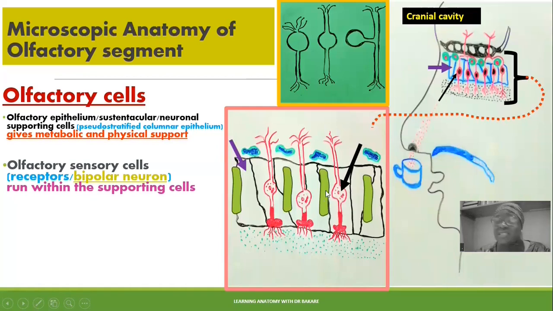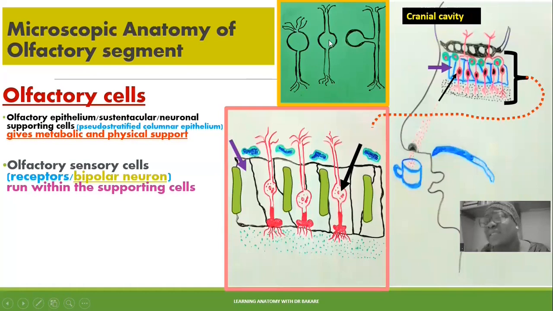These olfactory sensory cells are bipolar neurons. We know that neurons basically can either be multipolar, which means this kind of configuration here. Multipolar neural cells have numerous extensions from the cell body. This is where we have the cell body, and you see that you have numerous extensions from the cell body, and this is a multipolar type of neuron.